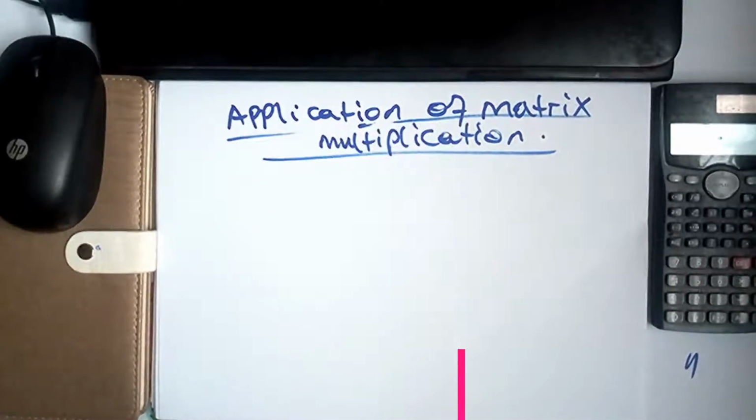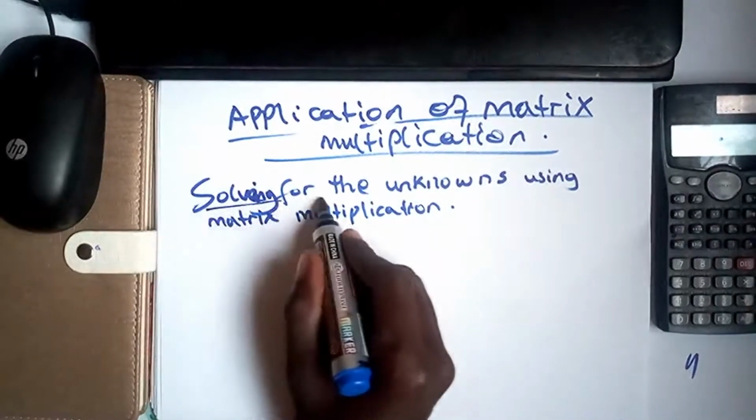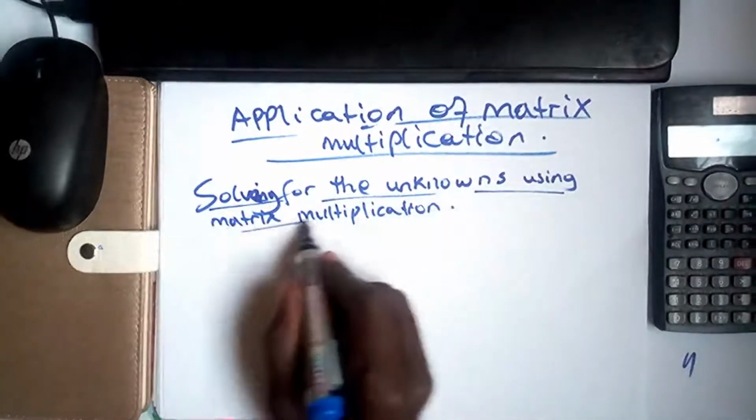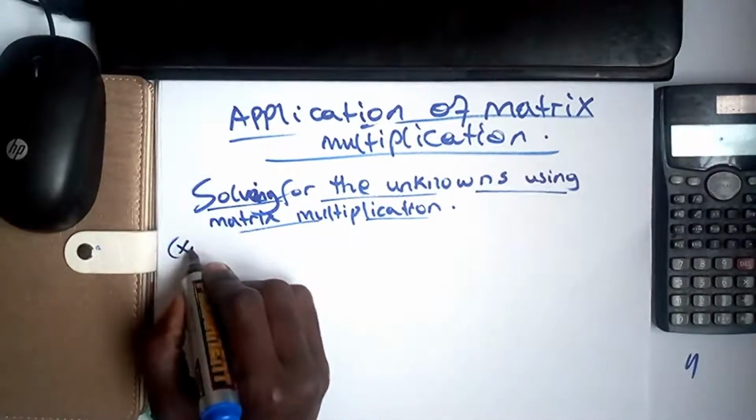The concept of matrix multiplication is widely applied in day-to-day arithmetic. So in the day-to-day business you are always going through, you are applying matrices. Below are some illustrations of matrix multiplication. The first application of matrix multiplication that we are going to look at is solving for unknowns using matrix multiplication. So let's have an example there.